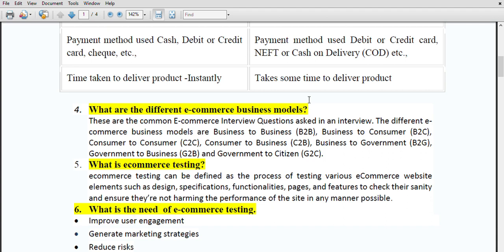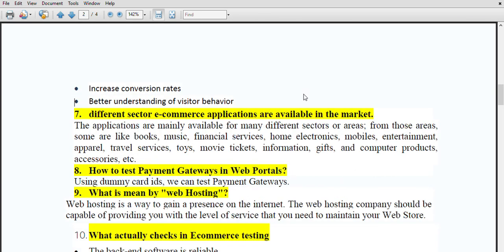Then the next question is, what is the need of e-commerce testing? Testing is very crucial to e-commerce because e-commerce sites are both business critical and highly visible to their users. So any failure can immediately be expensive in terms of loss of revenue and users, because they can switch to another website. In e-commerce, data security and system reliability are very important. So to improve user engagement, to generate marketing strategy to increase the conversion rate, and to provide a better understanding of visitor behavior, e-commerce testing is very important.